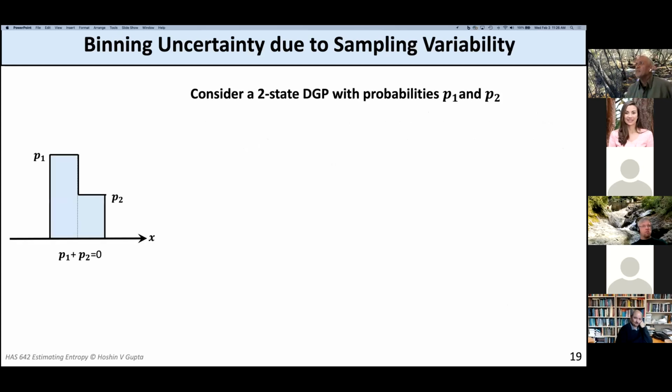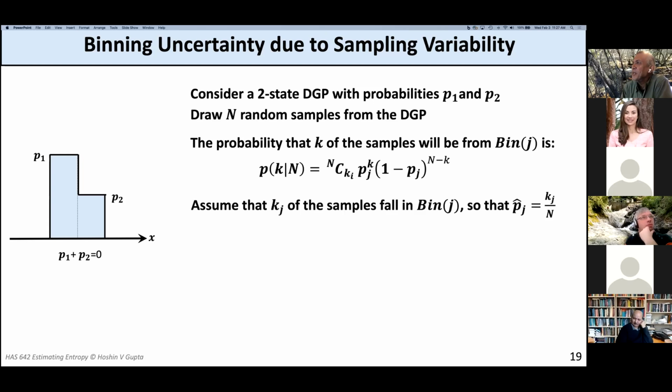So how do we estimate uncertainty associated with binning? Simplest is just take a 2-state case. I'm sorry, that should say P1 plus P2 is equal to 1. I must have been sleepy when I did that. And when we generate a sample, it either falls in bin 1 or it falls in bin 2, right? So it turns out this simple binomial calculation, the probability that k of the samples you select will fall in bin j is given by this binomial distribution.